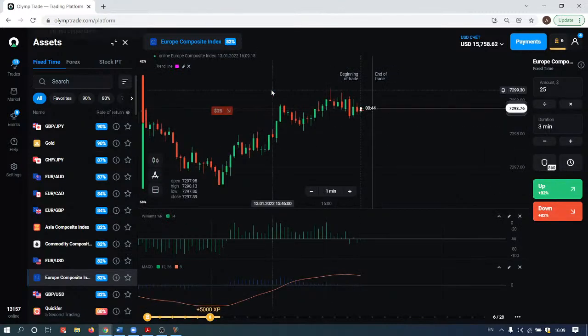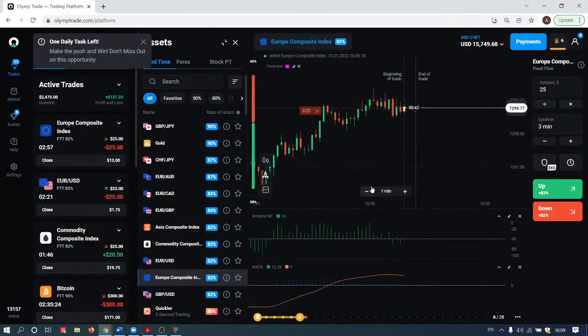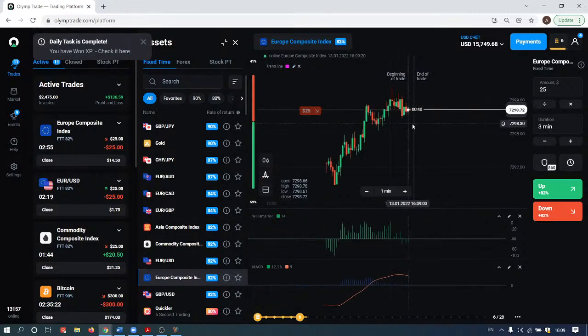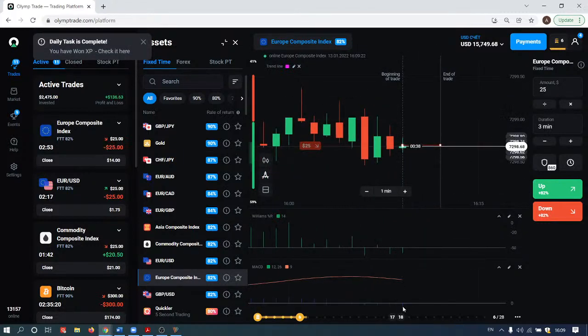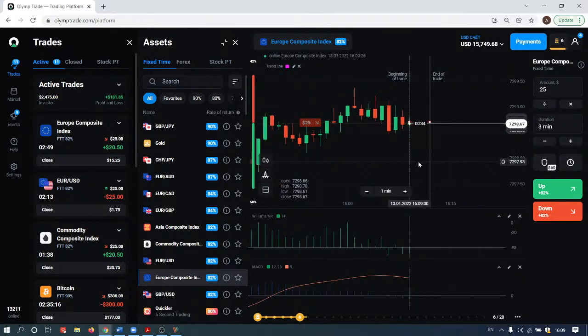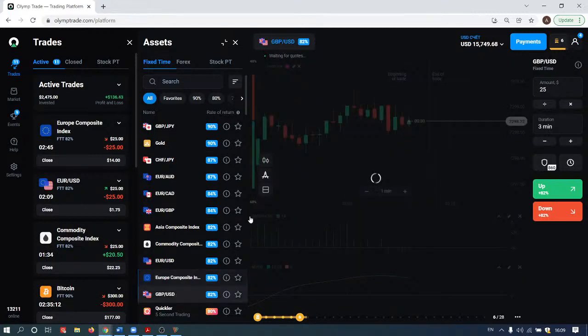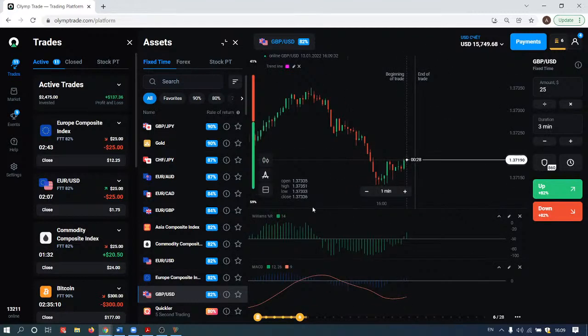And with the Europe Composite Index, we can open a trade in the downwards direction, because we can see that this blue line points in the downwards direction. And yeah, I kind of don't like such setups from a technical point of view.